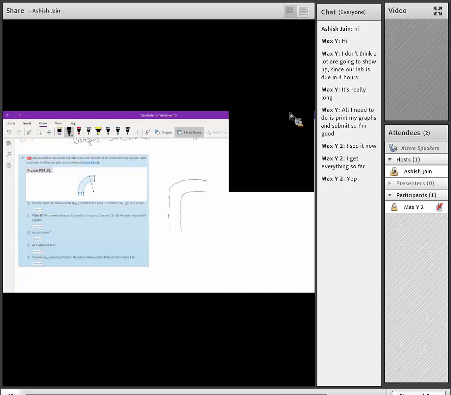So this is an arc. This point is R. This is also R, and this is R minus D. This is D. Okay, I drew it a little badly. Theta I.